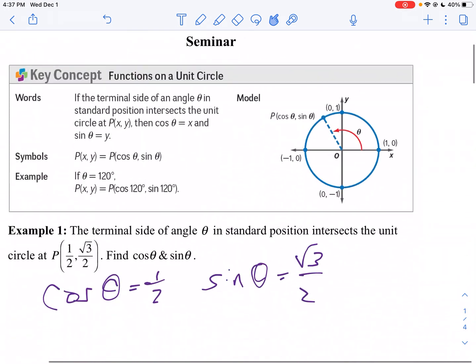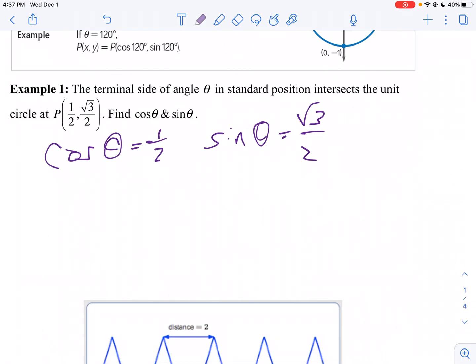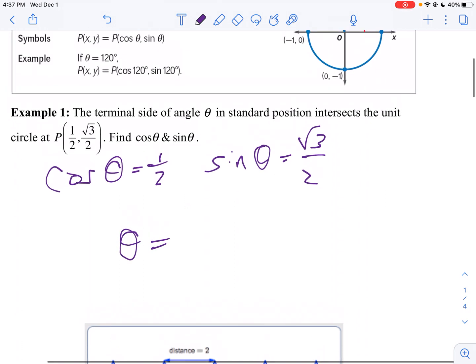So let's go back here. My angle theta is pi over 3 in radians, or if we're working in degrees, 60 degrees. They both mean the same thing.